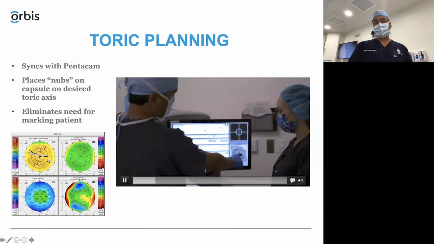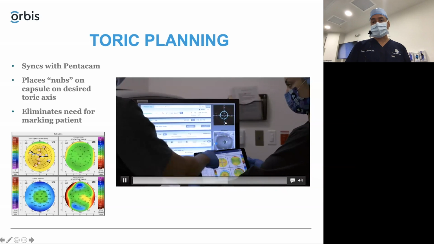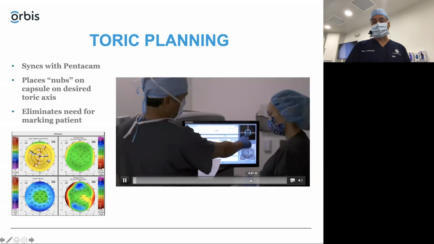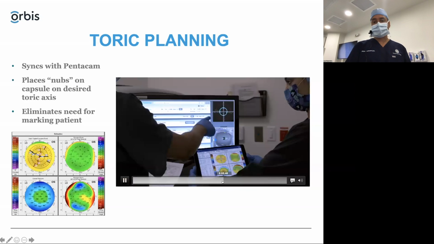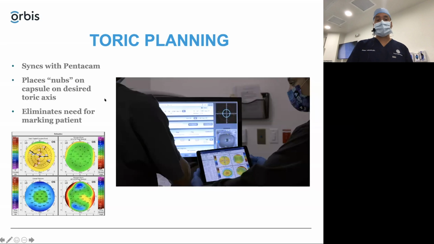Here's a video of a case last week where with my technician, I'm planning the toric lens surgery. I'm gonna just show you that again here, because there's a cool part here. If you look at the Pinacam right here, it's showing the astigmatism. That's already synced with the computer. It does iris registration. I don't have to mark the patient, and it's gonna put nubs or little cutouts in the capsule to show me where to orient that toric lens. And so it eliminates the need for marking patient, and I think helps to eliminate the cyclotorsion problem.